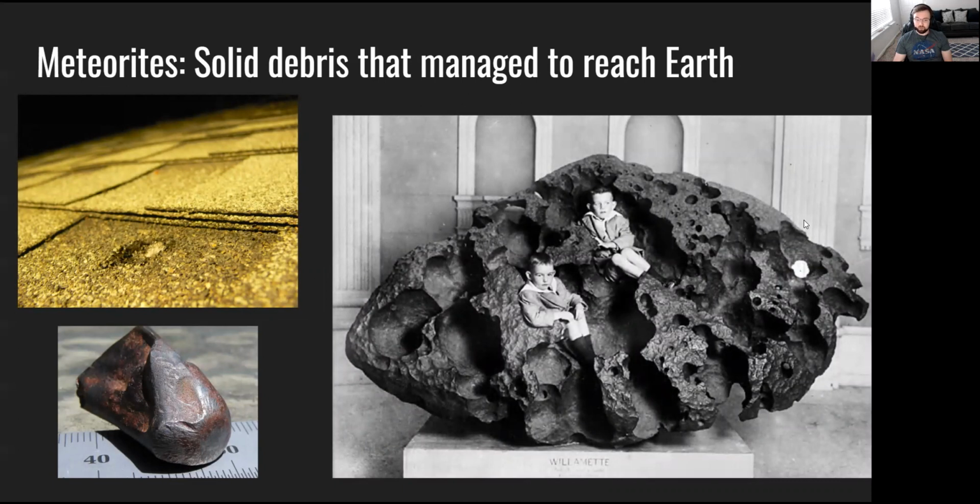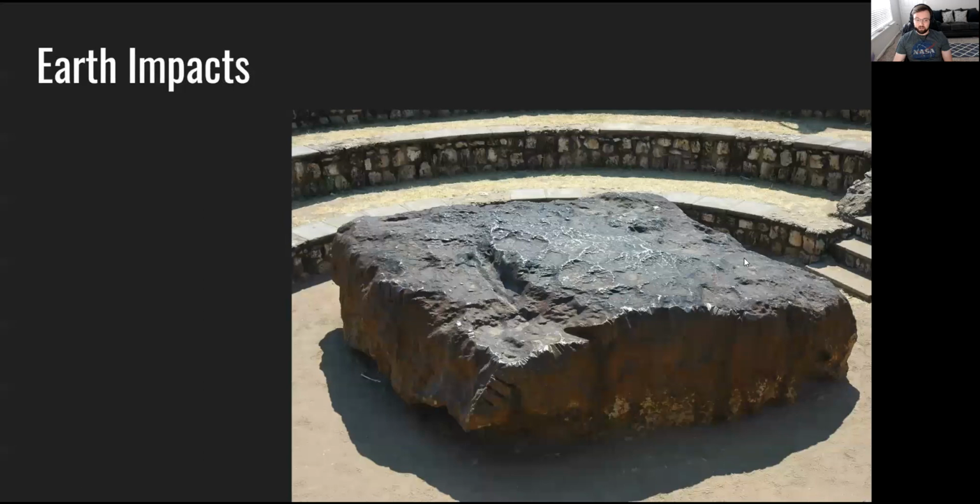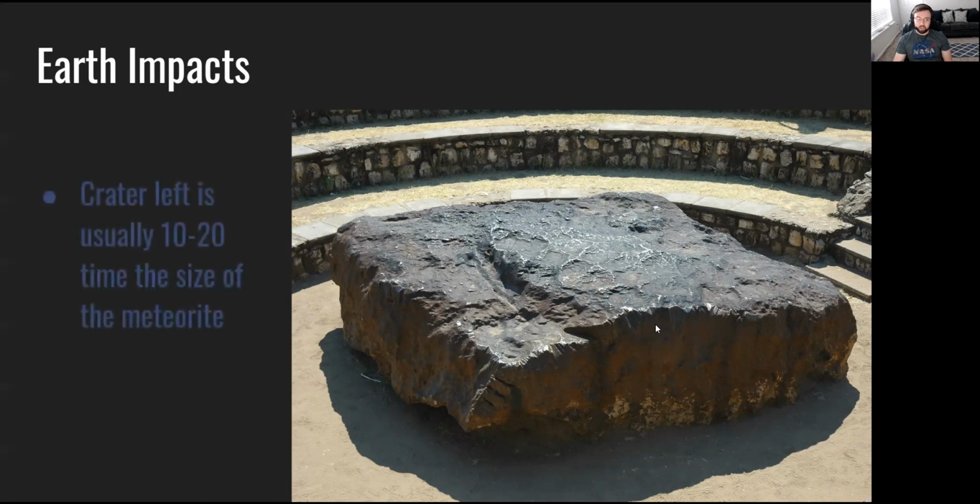So they can be huge. This right here is the largest meteorite that's been found on the Earth. And when they hit the Earth, they usually leave a crater that's 10 to 20 times the size of the meteorite. So this guy, you can imagine, would have left quite a big crater behind. Here's someone's car that was unfortunately hit by a meteorite. Hopefully his insurance covers meteor damage.